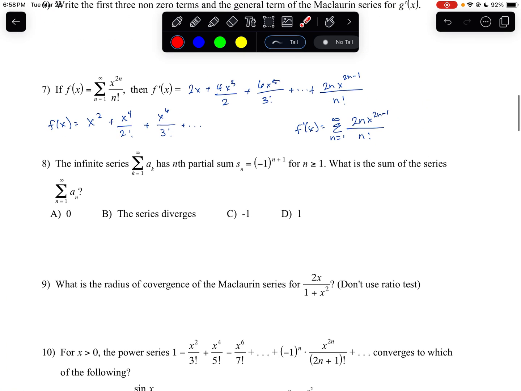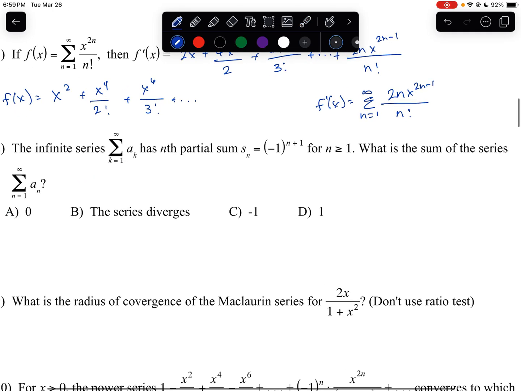Okay, the infinite series has nth partial sums. Here is its nth partial sum. So this is what the nth partial sum looks like. So s sub 1 would be equal to, s sub 2 would be equal to, you can plug in 2, s sub 3 would be equal to, you can plug in 3, and so on and so forth. What is the sum of this series right here? A very basic definition of the sum of a series is equal to the limit as n approaches infinity of the sequence of partial sums, so s sub n.